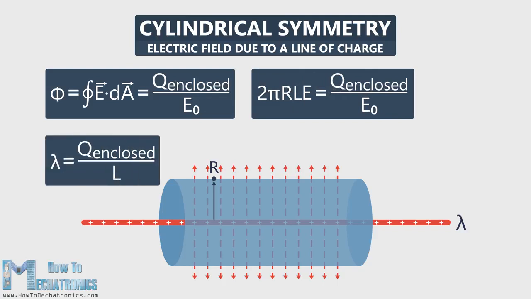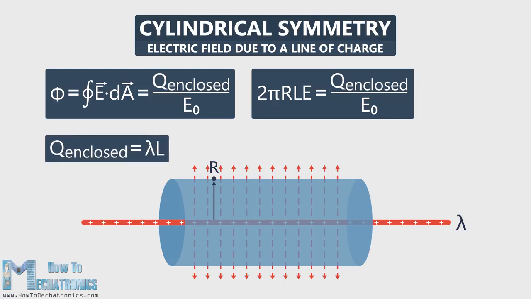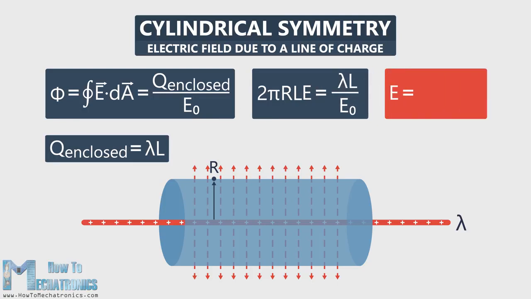The charge density λ is the total charge Q per length L, so the charge enclosed is equal to λL. So 2πrlE is equal to λL divided by ε₀. The electric field is equal to λL divided by 2πrlε₀. L cancels out, so the electric field is equal to λ divided by 2πrε₀.